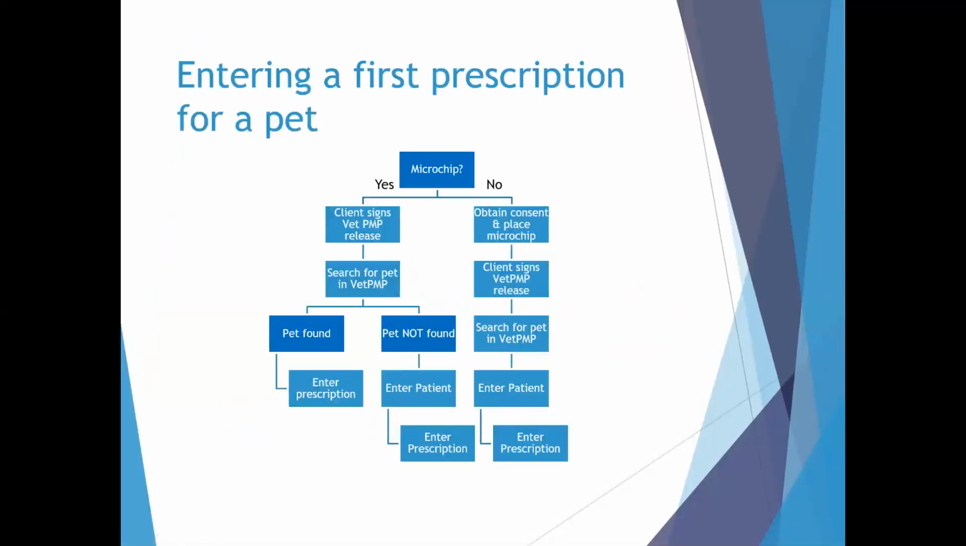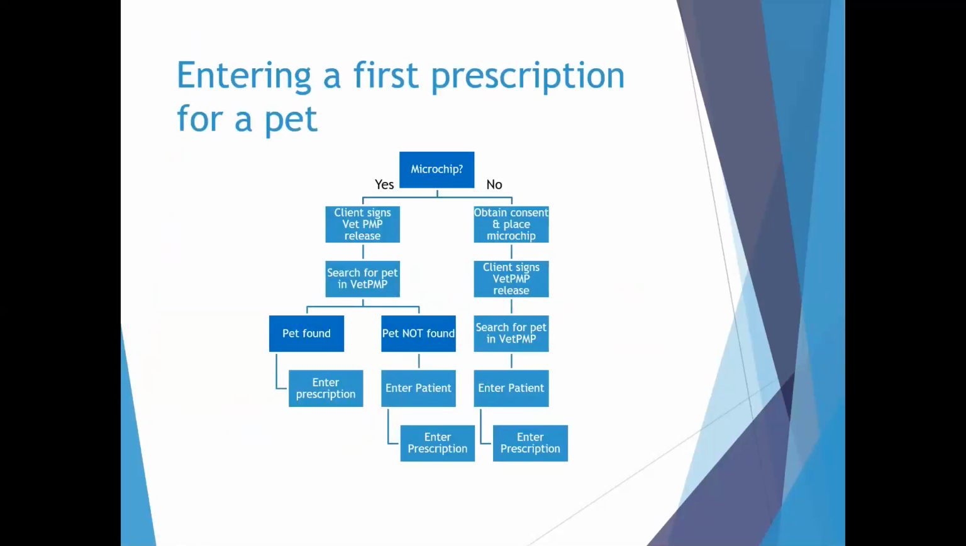Once we have verified that the pet has a microchip, the second step is to inform the client about the VetPMP and make sure we have a signed release. The client only needs to sign the release once per clinic. The signed release should be kept in the pet's medical record, just like the rest of their medical history.